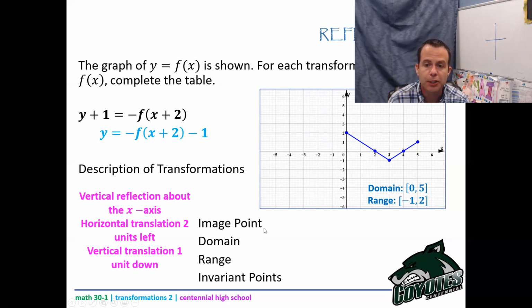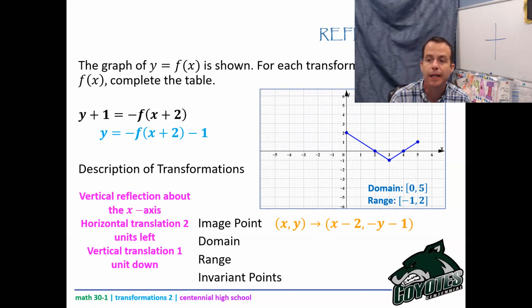Okay, so your image point. Well, x, y maps to something. What did we do to x? Well, I took it to the left 2. So that'll become x minus 2. What did I do to y? Well, first I switched the sign, so that's negative y. And then I brought it down 1, so that's negative y minus 1.